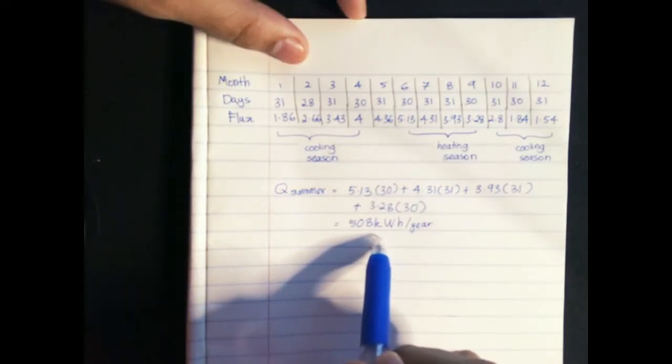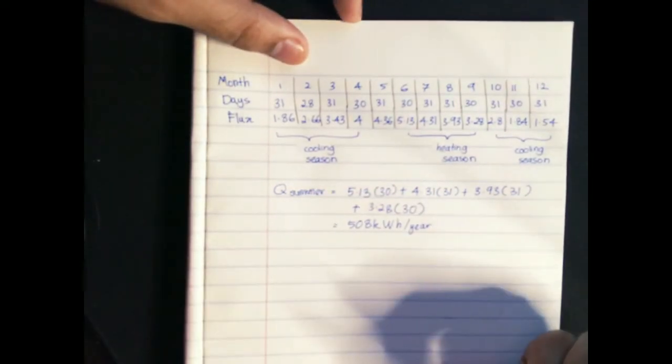That gives $508 kilowatt hour per year. Now it's time to calculate the heat flux for winter.